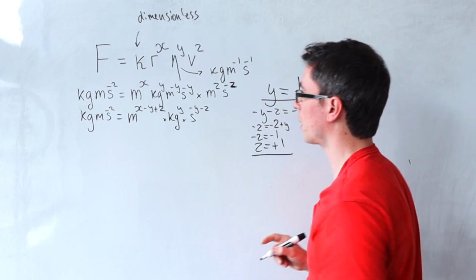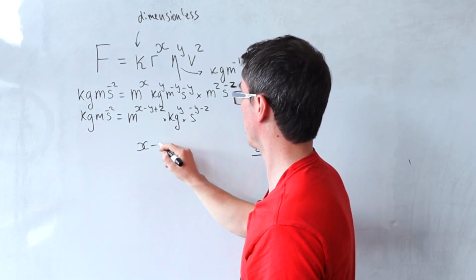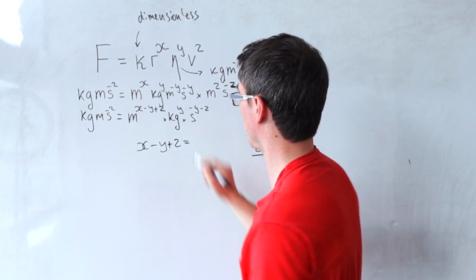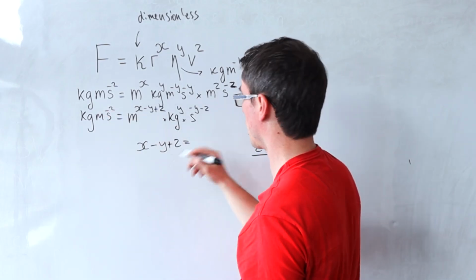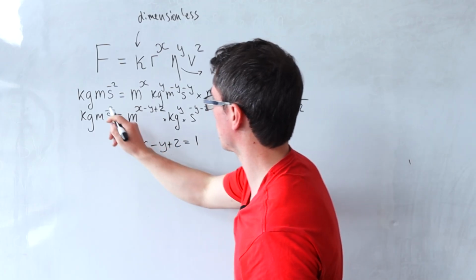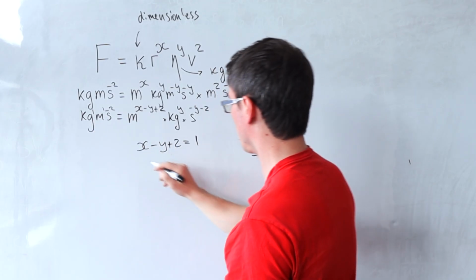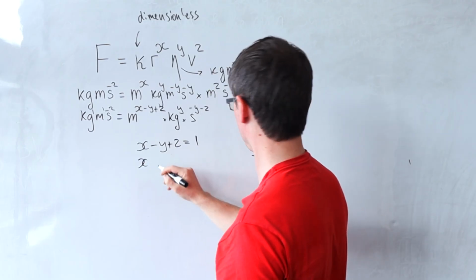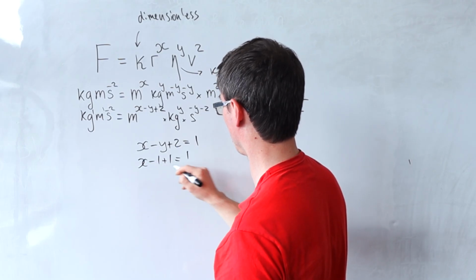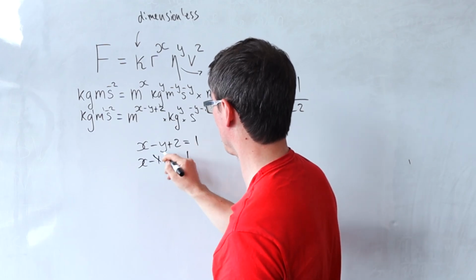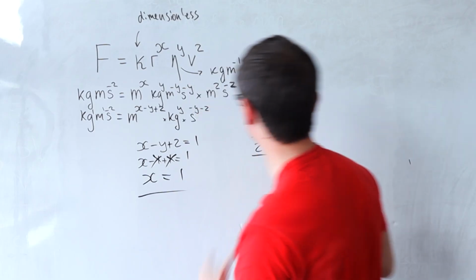We can also figure out what x is going to be, because we know that the power x minus y plus z has to be equal to this power. On the left-hand side, we have just m, which is essentially m to the power of 1, and this here is m to the power of 1. So we know that x minus y plus z equals 1. Since y and z are both 1, minus 1 plus 1 cancels, those are just removed, and then x is just equal to 1.